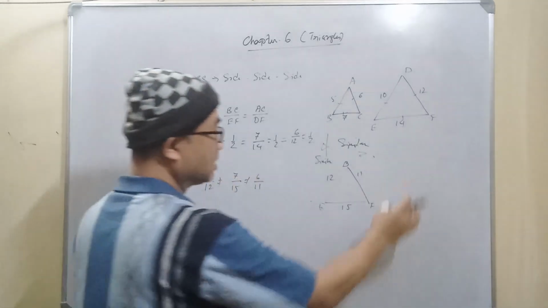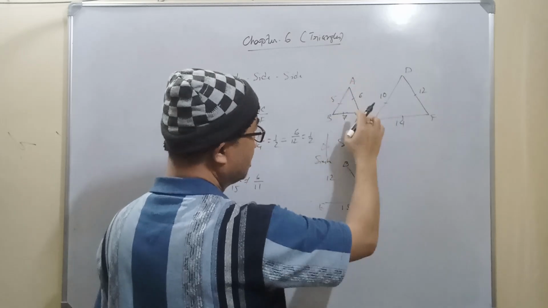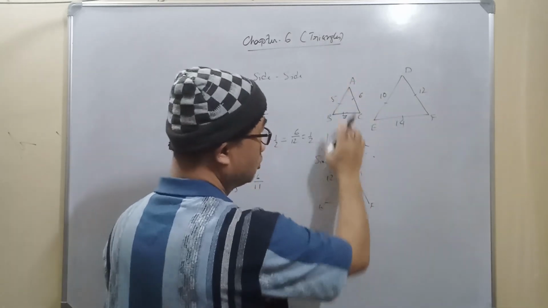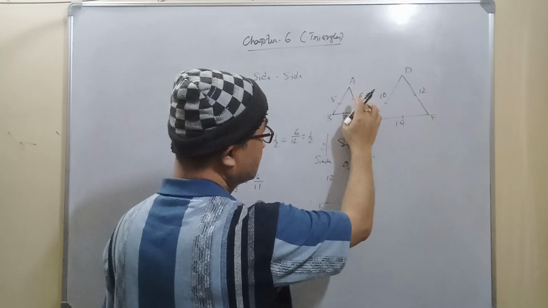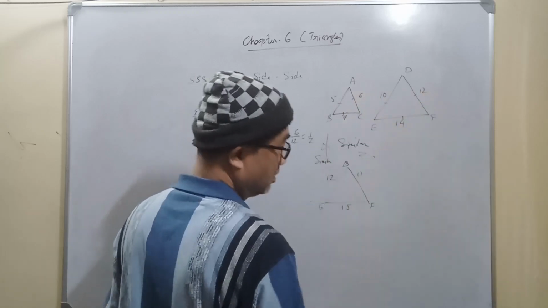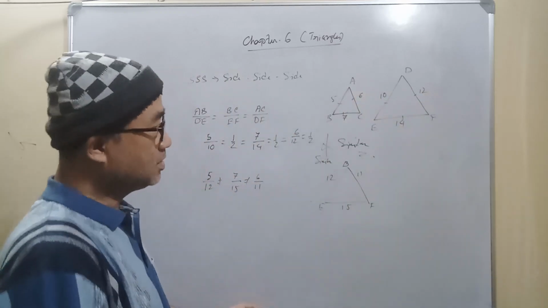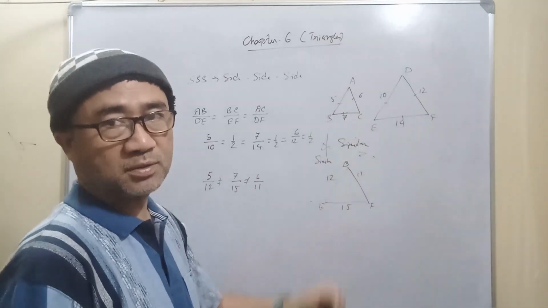Okay? I got the second triangle by multiplying all the sides by the same factor 2. 2 into 5, 10, 2 into 6, 12, 2 into 7, 14. Okay? So they are in proportion.